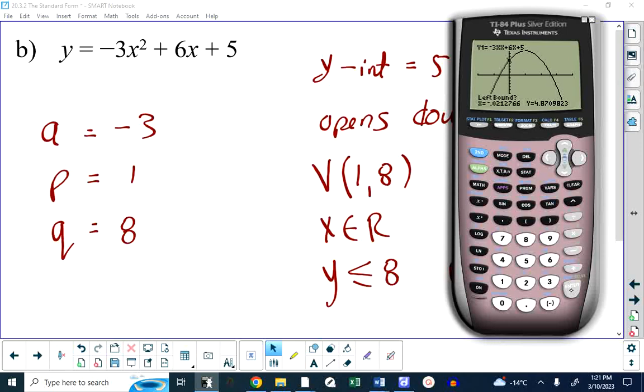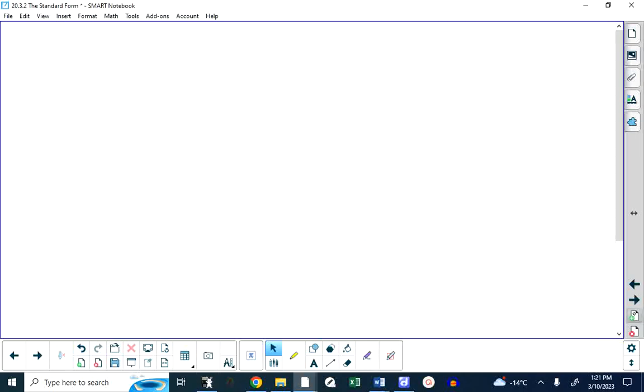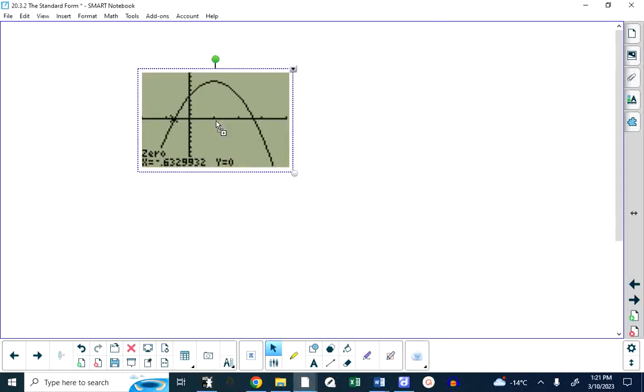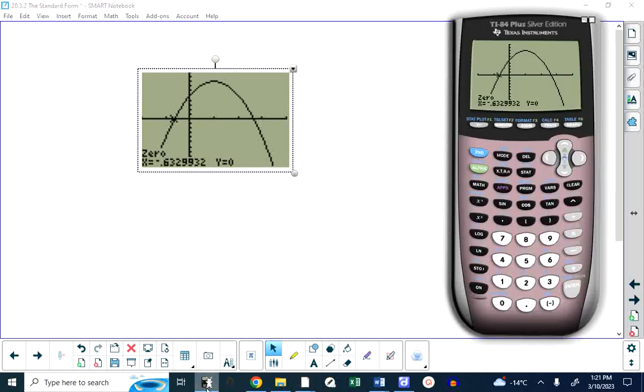You choose 0, and then you put your cursor to the left of the x-intercept you're interested in, hit enter, put your cursor to the right, hit enter, and then hit enter a third time. One of your x-intercepts is approximately negative 0.63. We're going to learn more about x-intercepts in the coming weeks, literally weeks, but in the next few days specifically, but it's going to continue into the next unit.